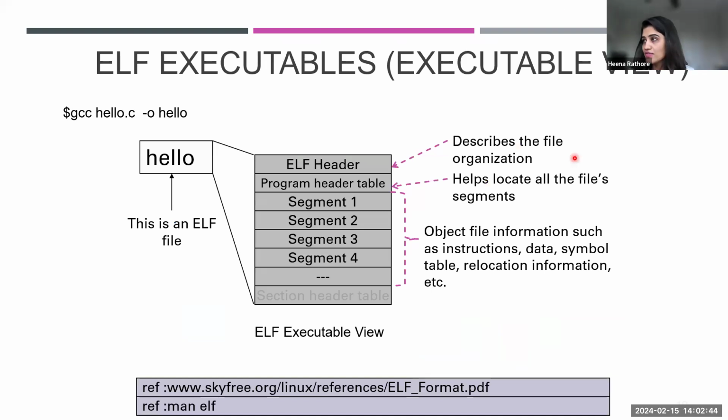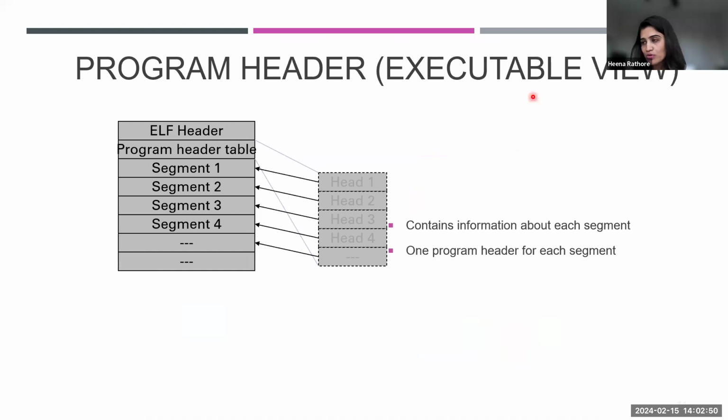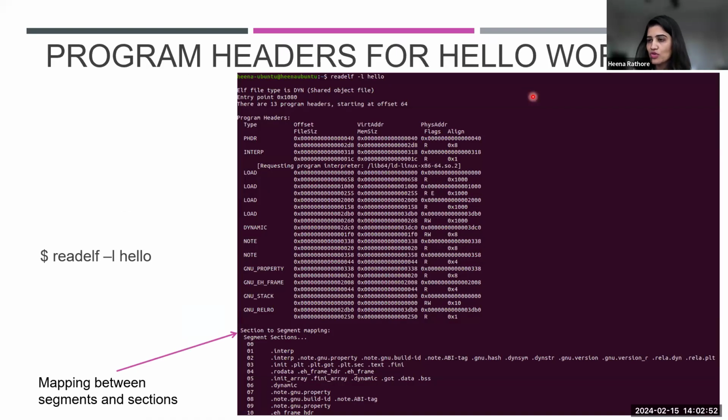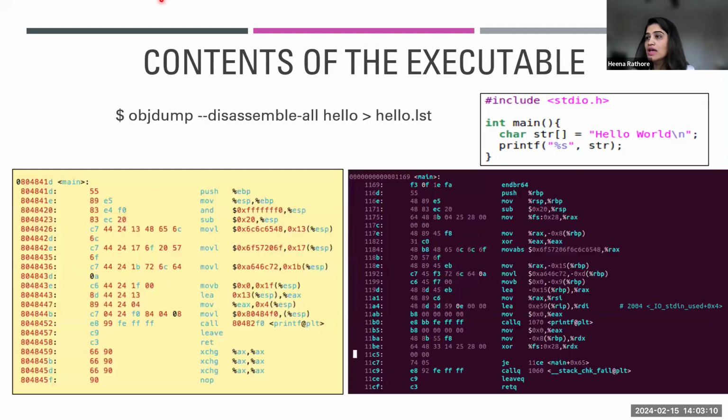We also discussed that if we want to look at the executable view, we are able to look at the segments. We can use the -l command for the object file that we created, which shows the executable view that links between the sections and the segments. We saw that using the objdump command, we can get the machine code as well as the assembly code related to the hello function that we have written in C.